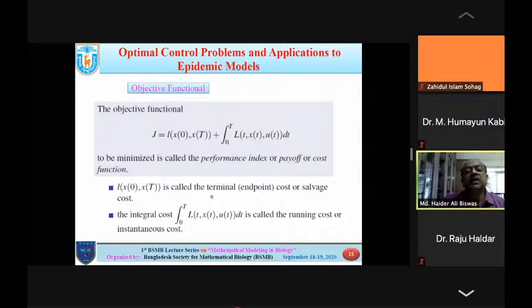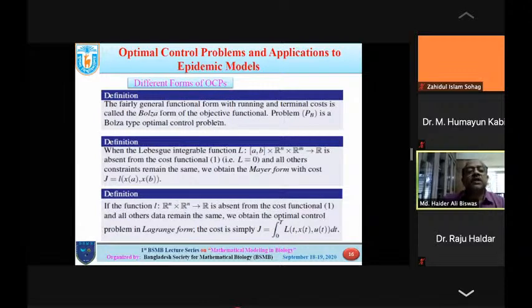There are three kinds of optimal control problem. If in the standard Bolza type the integral part is absent, this is the Mayer type optimal control problem. And when the salvage cost is absent, then we only have the Lagrange part, and this is the Lagrange type optimal control. But there is a very unique connection among all three types of optimal control problem. Depending on the problem and the solution strategy, we can convert one kind of problem to another kind. So I am not going into details in that case.